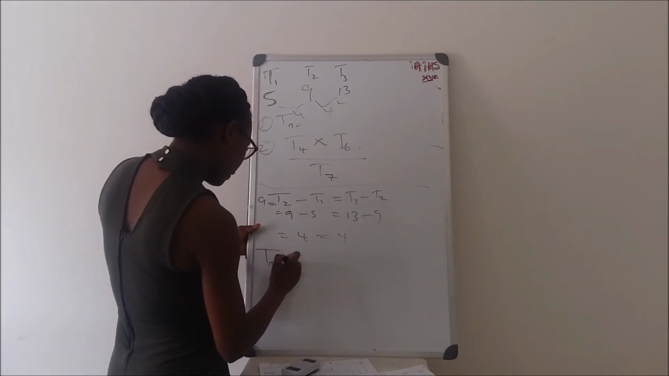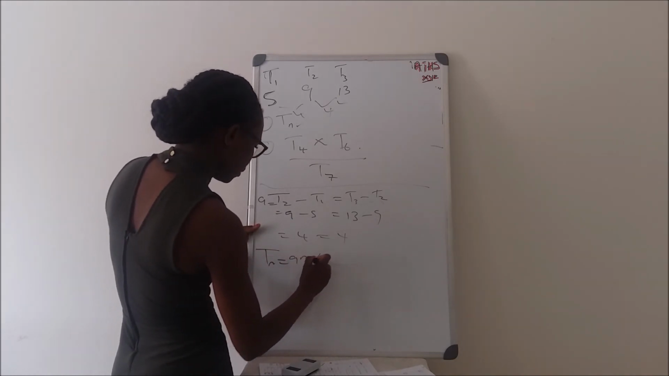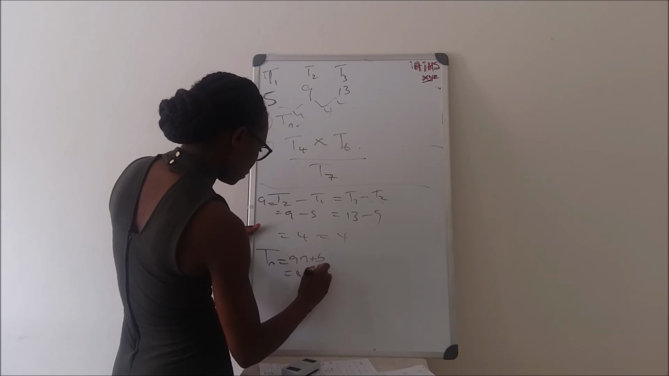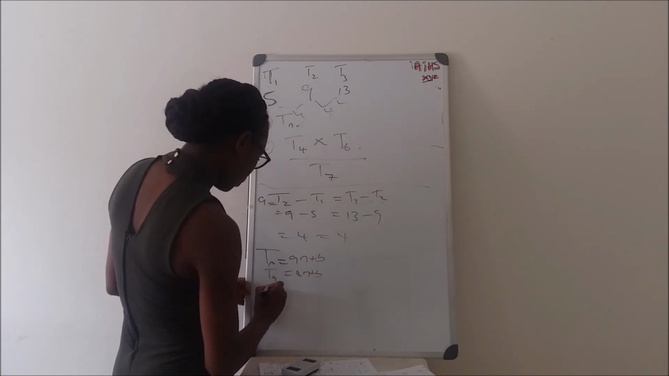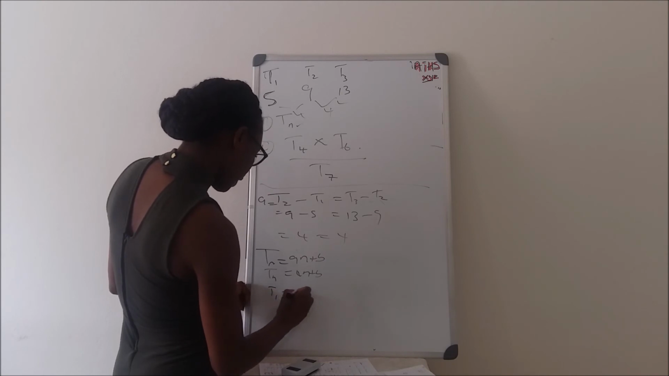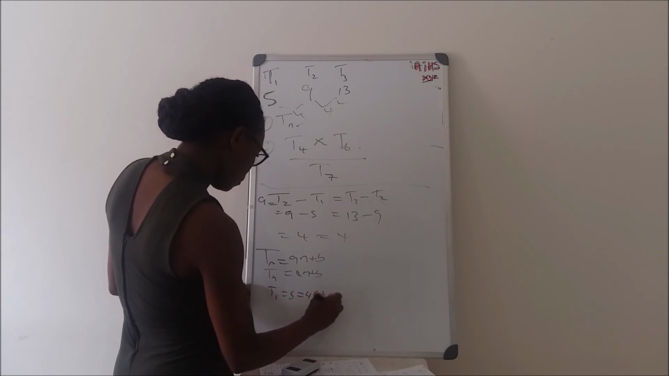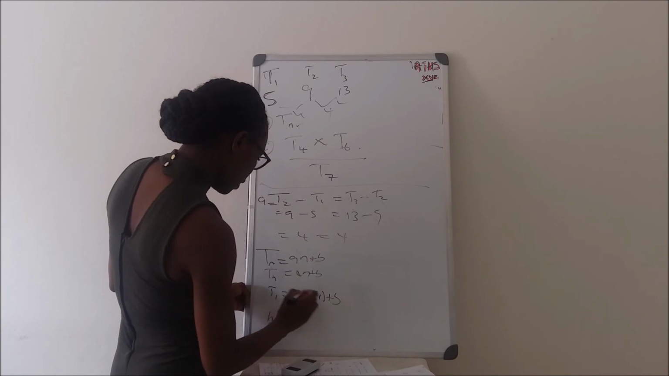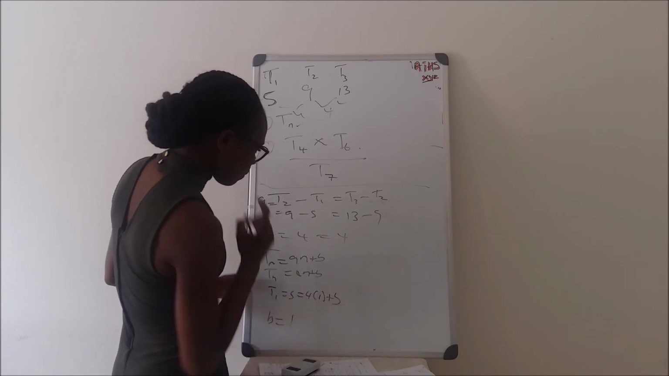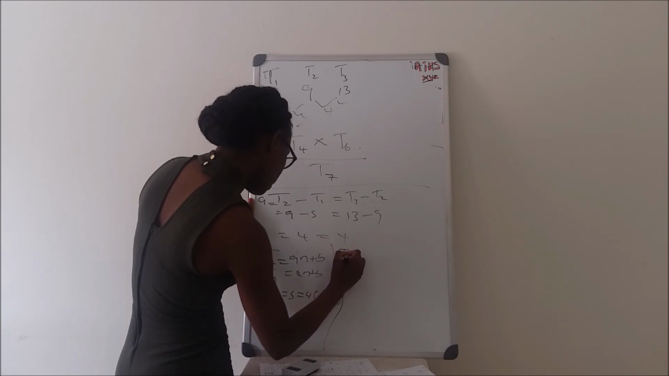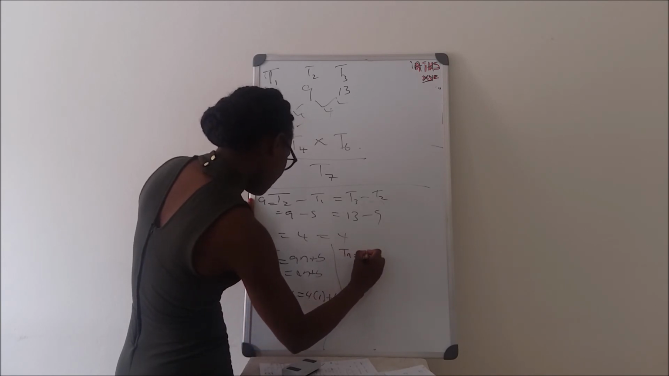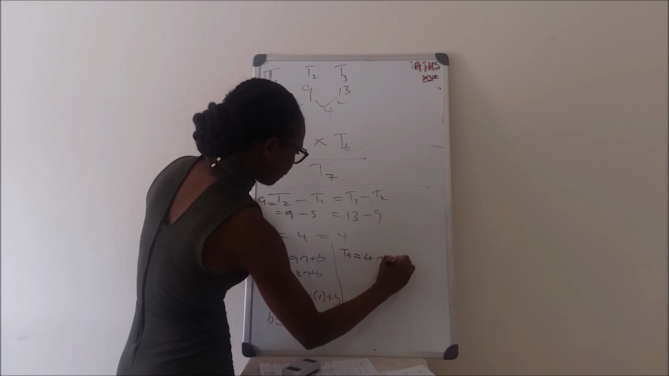This question doesn't say we must find the next two terms, so we just go straight to Tn. So to find Tn, standard equation an plus b, it's equal to 4n plus b, of which it's equal to Tn. We use the very first term, which is T1, it's equal to 5, it's equal to 4 into 1 plus b. And to get b, 5 minus 4 will give 1. Right? So the equation that we have is Tn equals 4n plus 1.